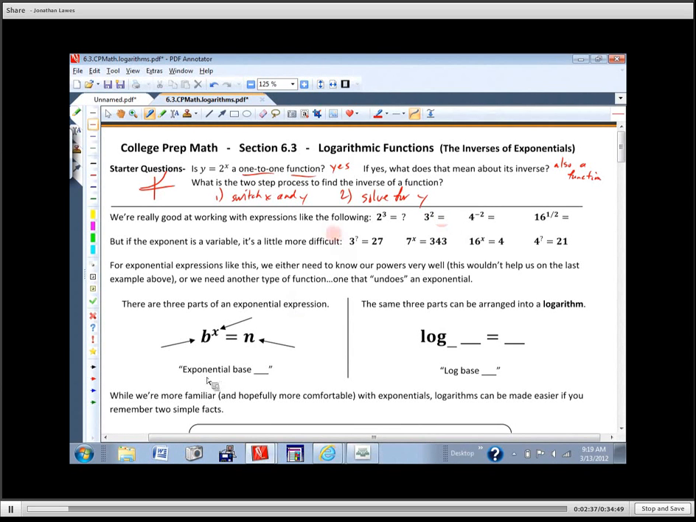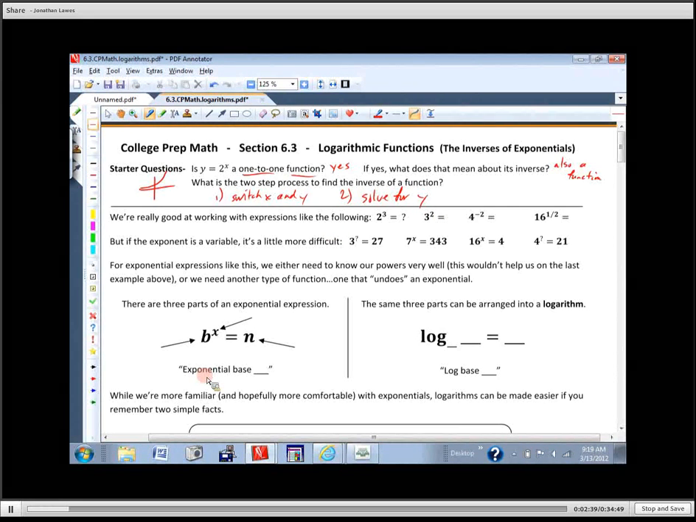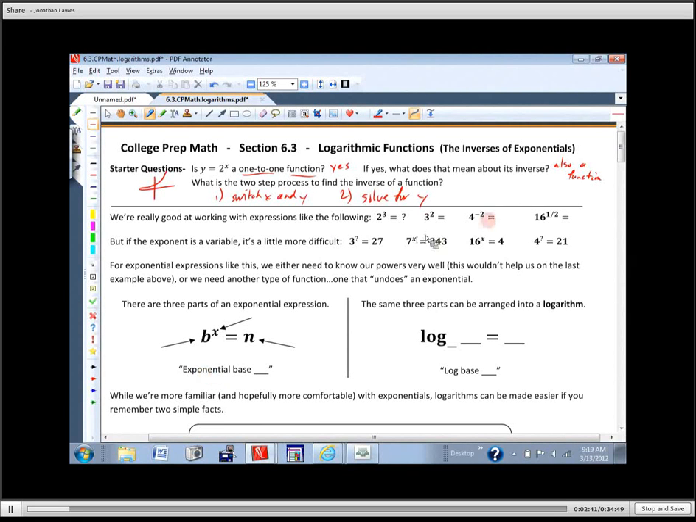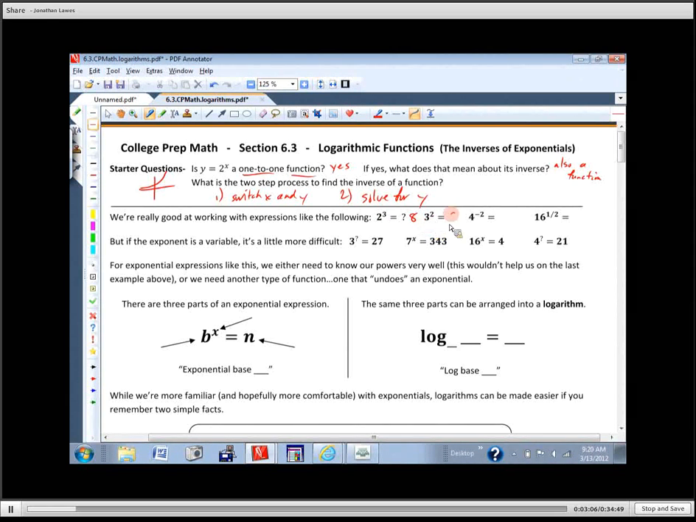Okay, so to get ready for this section, we're really good at working with expressions like this. These are pretty easy for everybody to understand. So these are just regular old exponential expressions. You probably first saw something like this maybe in 6th, 7th, 8th grade, somewhere in there. Okay, but this tells us how many times we use the base as a factor. So 2 to the third means we have 3 2's multiplied together, 3 factors of 2. So we end up with 8 there. This means we have 2 factors of 3, so 3 squared is 9.